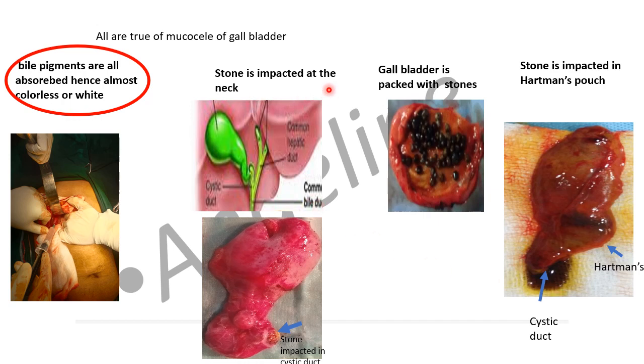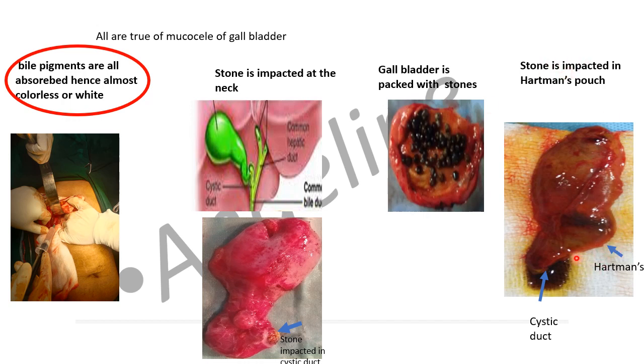Stone is impacted at the neck. Is it true? Is the stone impacted at the neck? No. It has to be impacted at the cystic duct. Then only you will get a mucocele. If the gallbladder is packed with stones, still you will not get a mucocele. One of the stones can get, if they go and impinge on the cystic duct, then you can get a mucocele. Otherwise, just by being packed will not produce a mucocele.